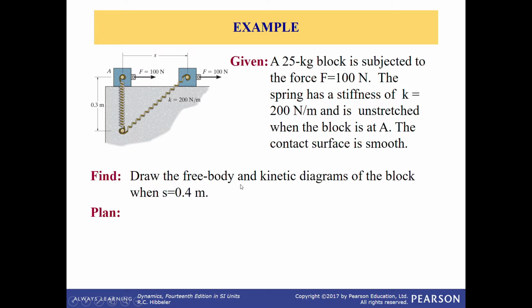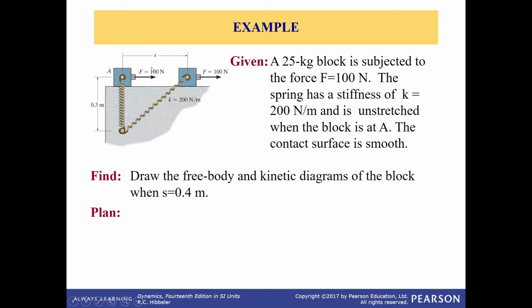Right, let's take a look at an example given in this slide. A 25 kilogram block is subjected to the force F equal to 100 newtons. The spring has a stiffness K equal to 200 newton per meter, and is unstretched when the block is at A. The contact surface is smooth.